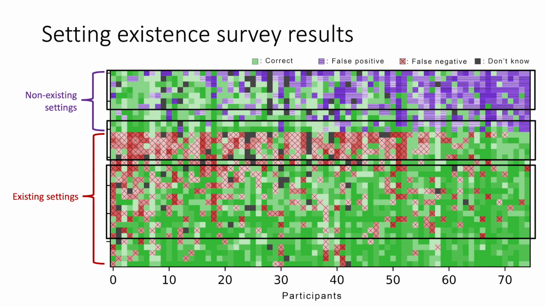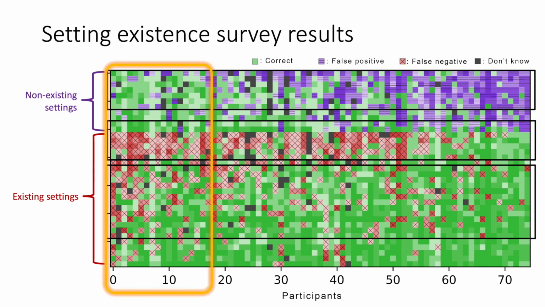The purples on the top are false positives, which are non-existing settings that participants thought existed. And reds are false negatives, which are existing settings that participants didn't think existed. Blacks are I don't know responses. We noticed some interesting clusters in the data.